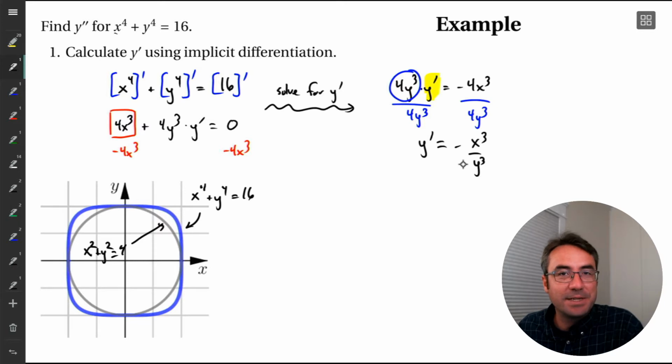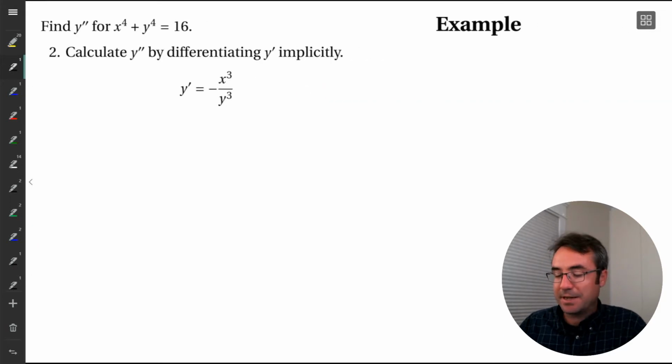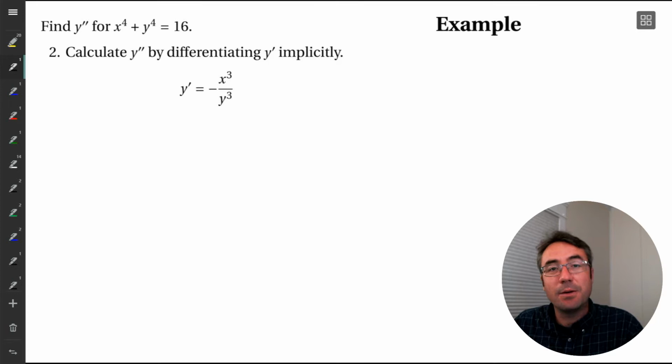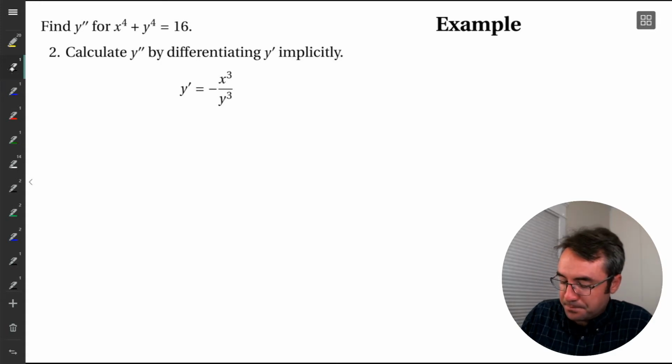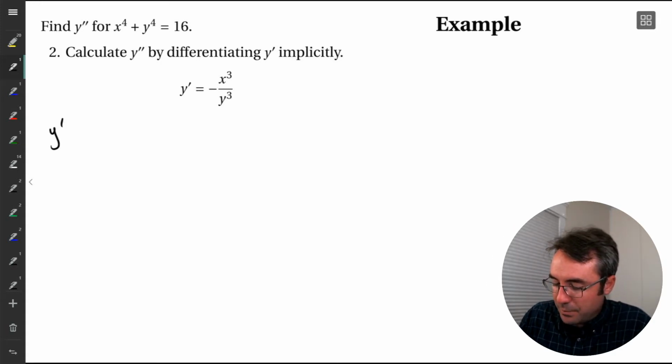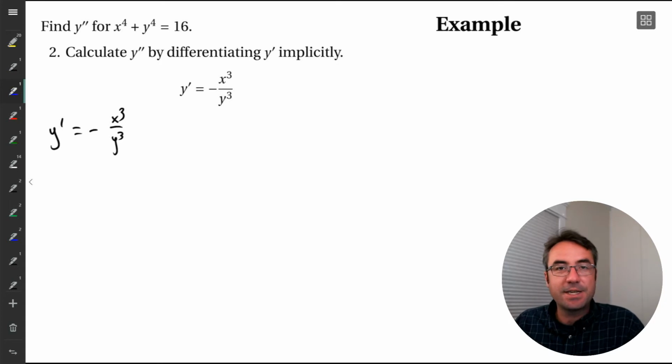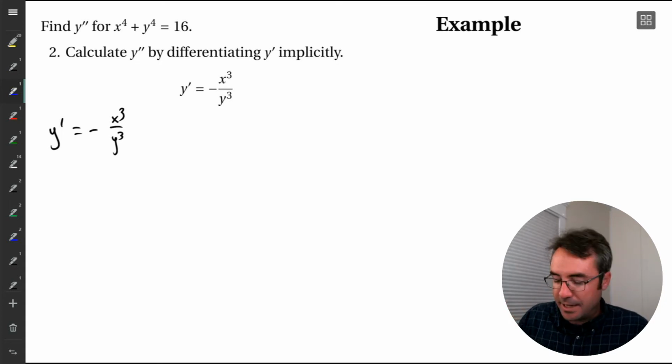Y prime is equal to negative x cubed over y cubed. We have our first derivative. Now we want to calculate our second derivative. So that's what we're going to do next. We're going to calculate y double prime by doing implicit differentiation again. All right, so we calculated our first derivative, so let's write that out. Y prime is equal to negative x cubed over y cubed. And to get our second derivative, we just differentiate again.